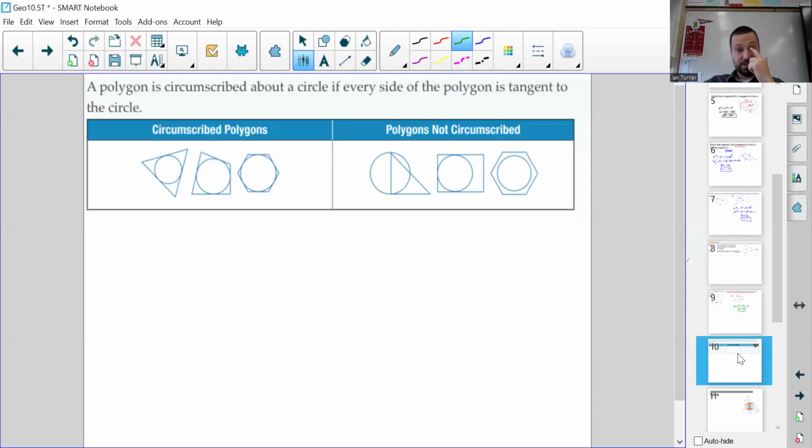I think you're going to see a little bit of this on your homework, but if a polygon is circumscribed about a circle, then every side of the polygon is tangent to the circle. So these ones are not circumscribed, these are, and these are all tangent lines then, okay? So you can know that those are tangent lines.